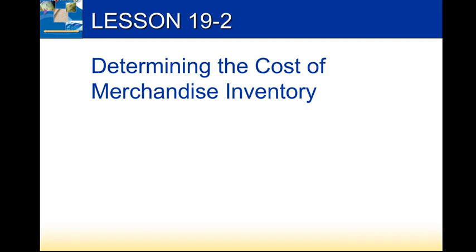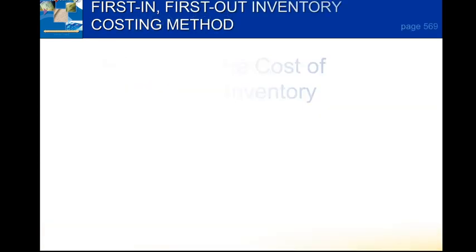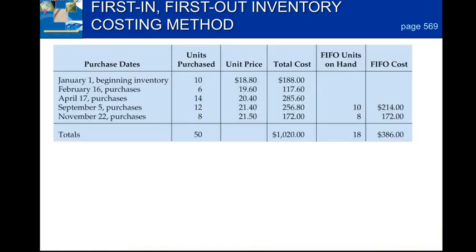All right, in 19.2, we're going to determine the cost of merchandise inventory. Most businesses use one of three inventory costing methods. The first one is the first in, first out costing method. It's also called FIFO.